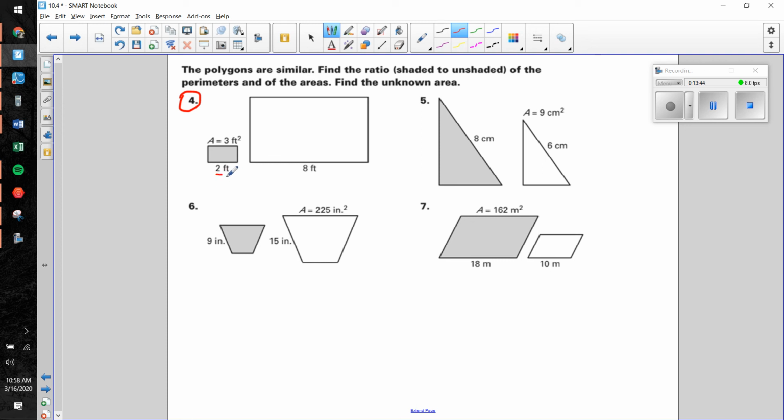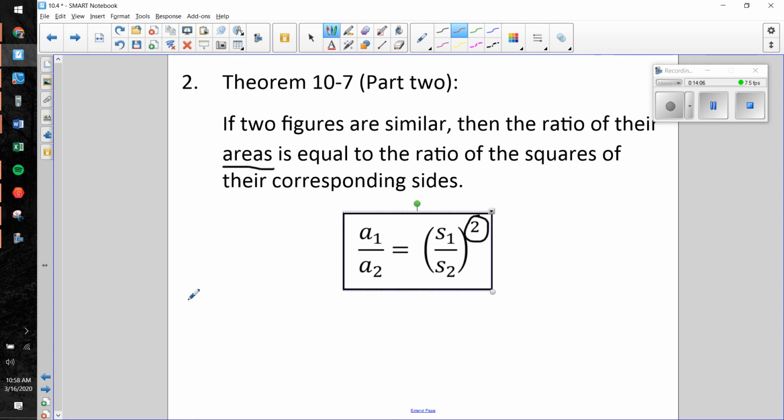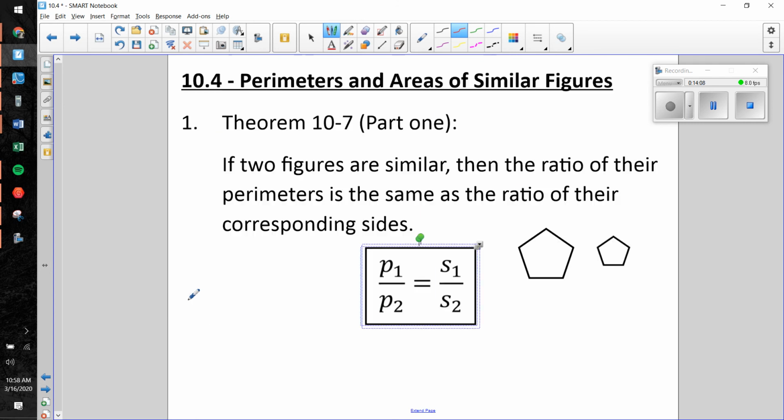So what we see here is a side length of 2 in the small figure, 4 in the big figure, and an area of 3 square feet in the first figure, and we've got to come up with a couple of things here. Okay, so we're supposed to come up with the ratio of the perimeters and the ratio of the areas. So on number 4 here, guys, we wrote down that the ratio of our corresponding perimeters was the same as the ratio of our side lengths.